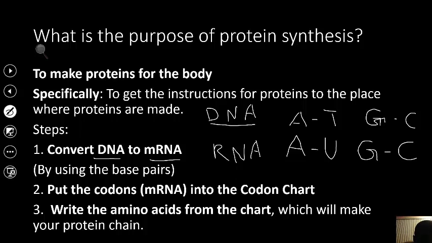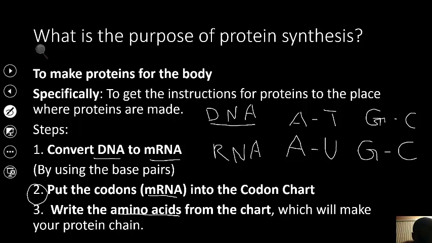All right, going back to step number 2, we're going to put the codons from the mRNA into the codon chart. You all should have seen the codon chart by now, and later on this PowerPoint there is another chart, so we'll show you how to use that. Number 3, last step, it says to write the amino acids from the chart, which will make your protein chain. All right, so pretty simple.